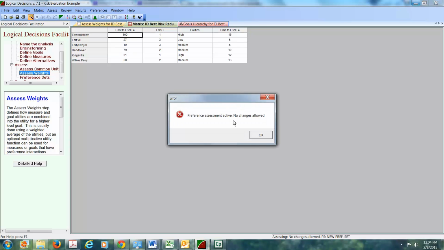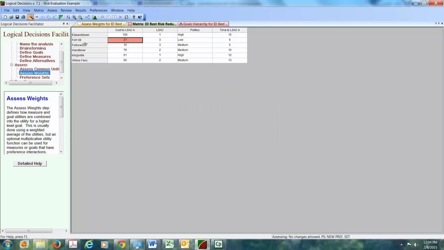Fortville, as you see, would cost $27 million. It's an LSAC 3, low political interest, and the time to get it to an LSAC 4 would be 6 years. And you see how all of the others are sorted out.